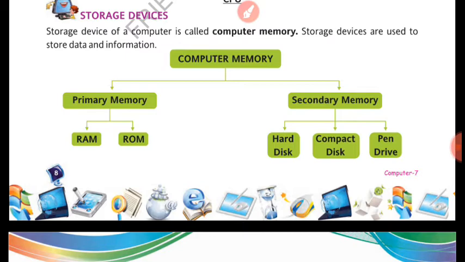Next is secondary memory. It is permanent memory, permanent storage like hard disk, compact disk and pen drive. We can store the data in these memories until and unless we delete those data. Hard disk, like C drive, D drive, E drive. Compact disk is similar to CD, DVD. Pen drive, we can carry anywhere. CD or DVD also we can carry anywhere. Extended hard disk also we can carry anywhere. So you need to remember these are used to store the data.